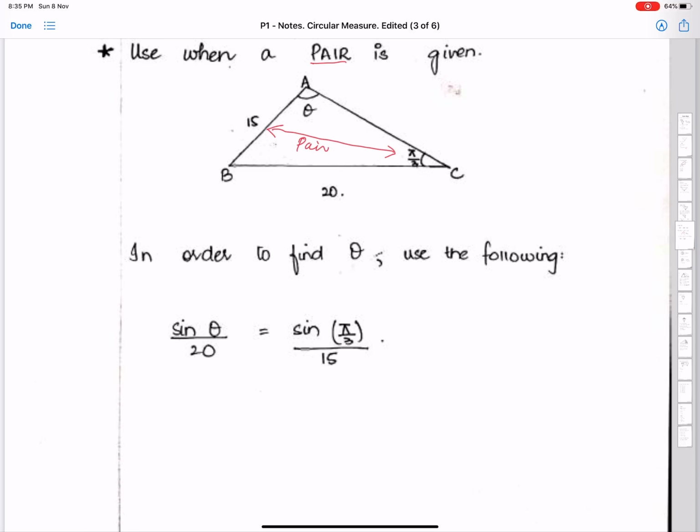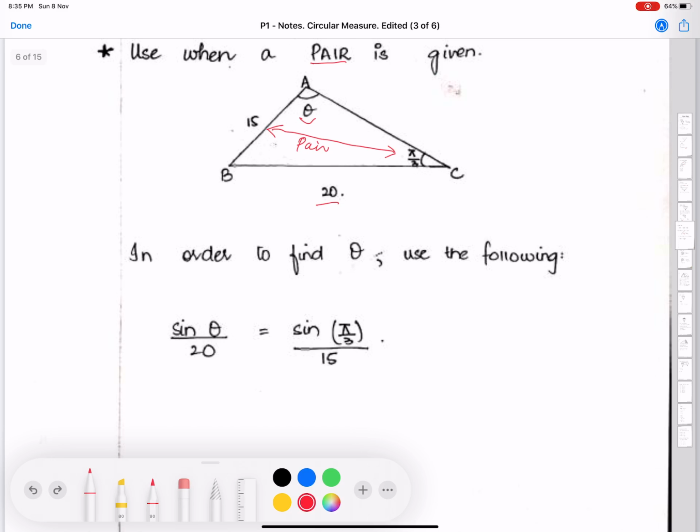In this triangle, if you need this angle theta, then you should use sine rule. So sine theta over 20 and sine pi by 3 over 15. And you know how to simplify this.